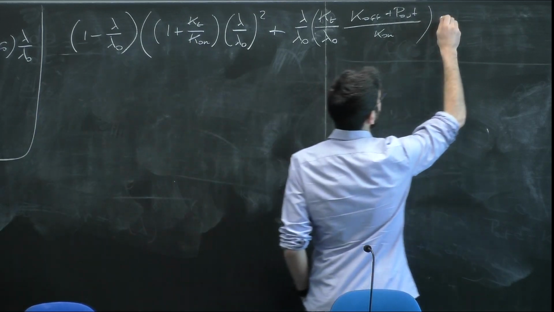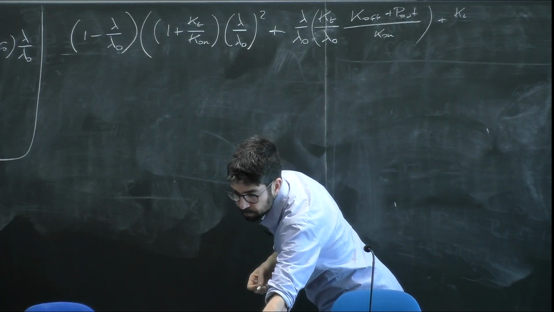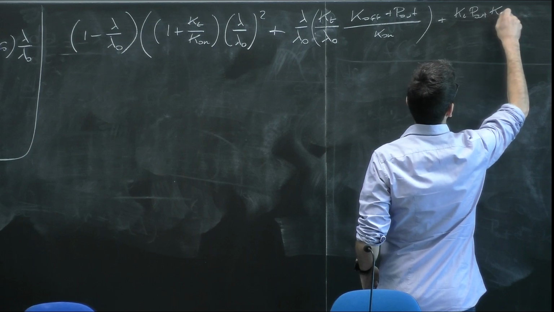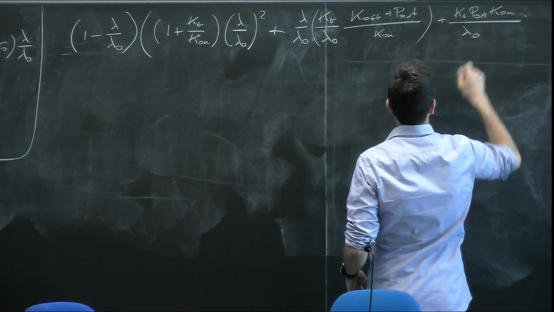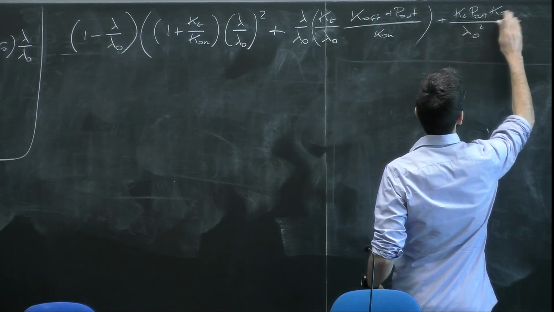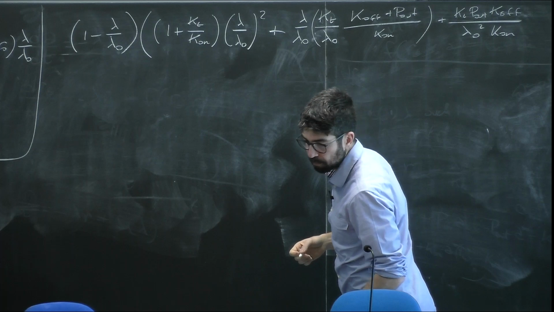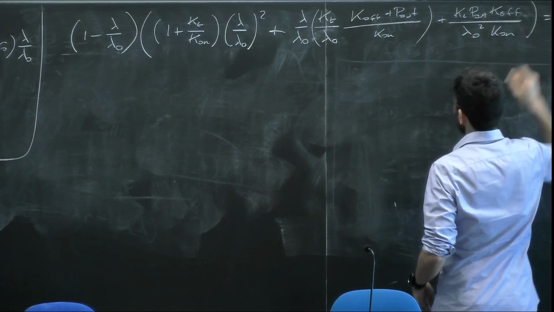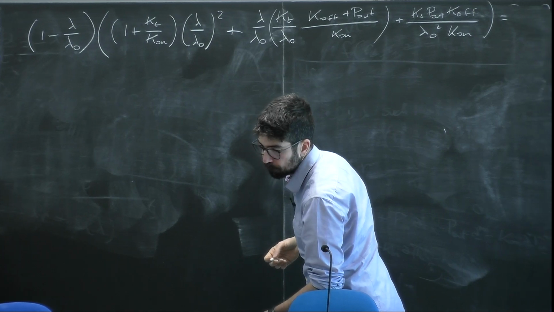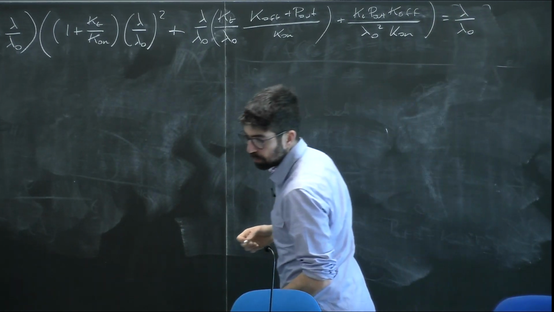Plus kappa t p out k on over lambda naught squared k off k on equal to lambda over lambda naught.